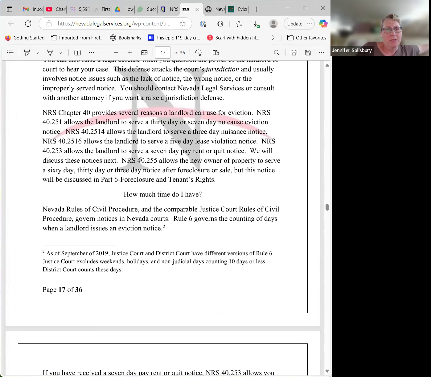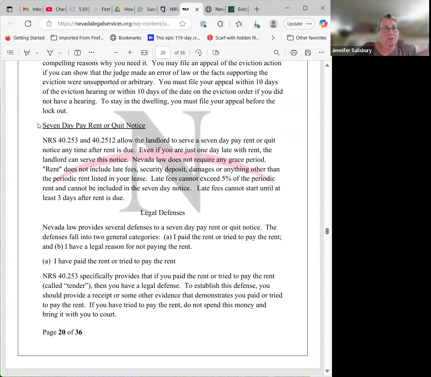Service of the eviction notice. How do I oppose the eviction? Even if you don't have a legal defense as a tenant, what do you do? What happens at an eviction hearing? Okay, so here it goes into several of these.